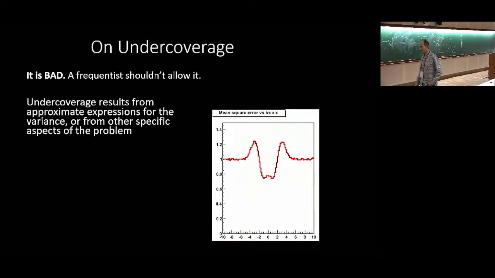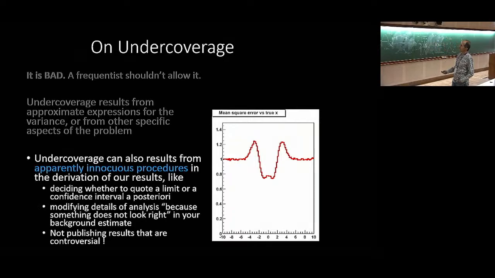Undercoverage, on the other hand, is very bad. So we accept overcoverage because we want to provide our consumers with an interval that at least has the property of coverage that we stated. Instead, sometimes we do procedures in our daily practice that guarantee that you undercover. For instance, if you decide whether to quote an upper limit or a confidence interval a posteriori, that is, you change the kind of result you want to produce after looking at the data, this will undercover. Your intervals will be screwed up.